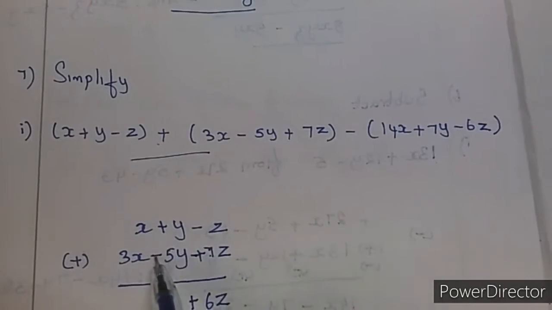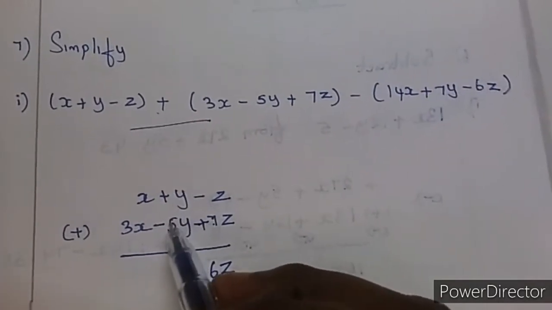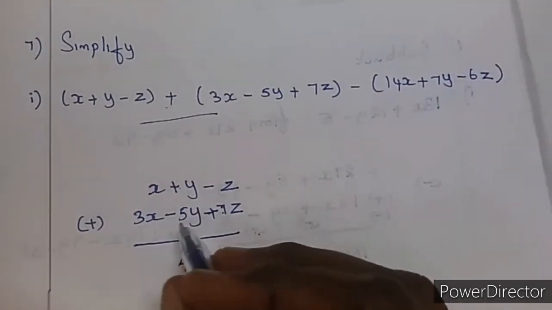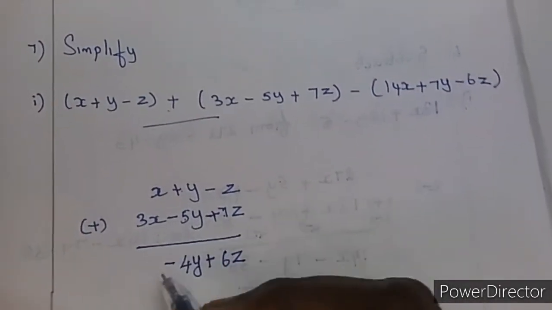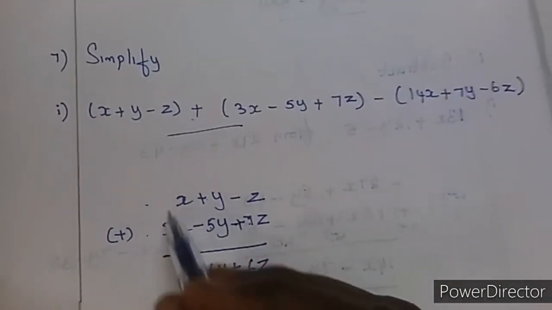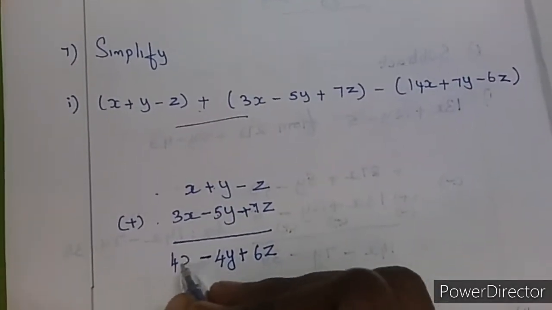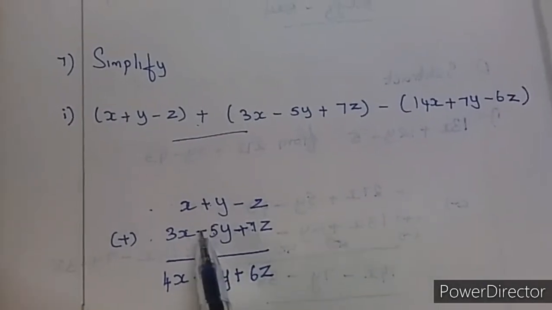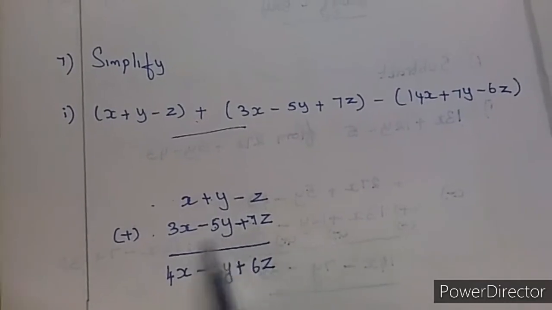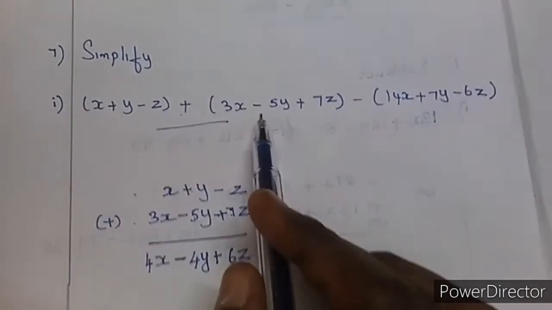Next one is plus into minus, so we have to subtract these two terms. So 5 minus 1, 4, the variable is y. Greater number is 5, and the sign for that is minus. We write the minus sign over here. Now here plus and plus, so we have to add these two numbers. 3 plus 1, 4x. Here in these two expressions we are adding, so no need to change the sign. And this is the answer while you are adding the first two expressions.